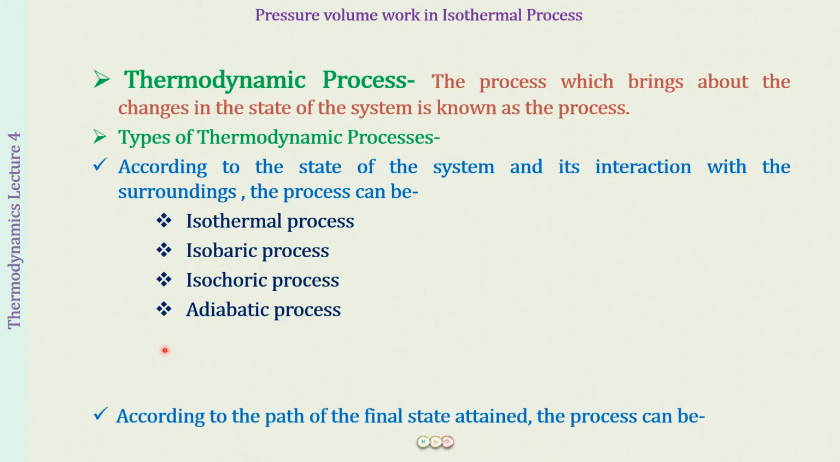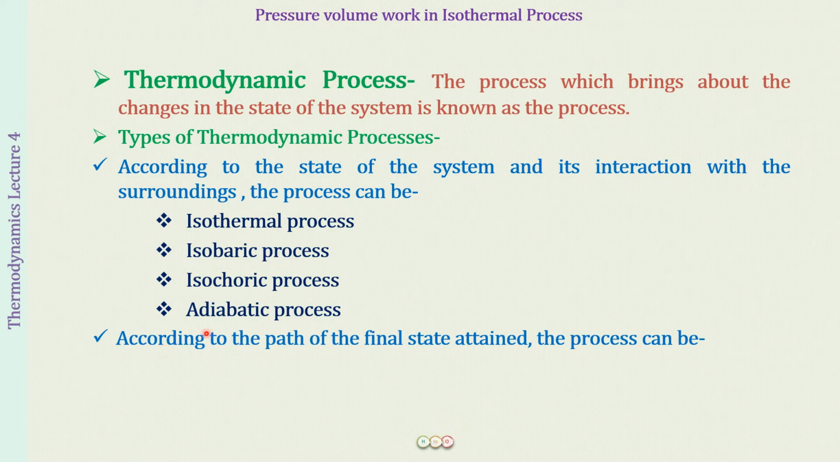Another type of classification for the thermodynamic processes we did was according to the path of the final state attained. What was the process being performed, how the process was being performed, and here we discussed that we have two types of processes. One is a reversible process and the other is an irreversible process, and this we discussed a bit more in detail in comparison to these processes. We had a proper understanding of what we mean by a reversible and irreversible process, how we differentiate between the two processes, right? So this concept, first of all, should be very clear to you before we begin with the learning of these isothermal processes.